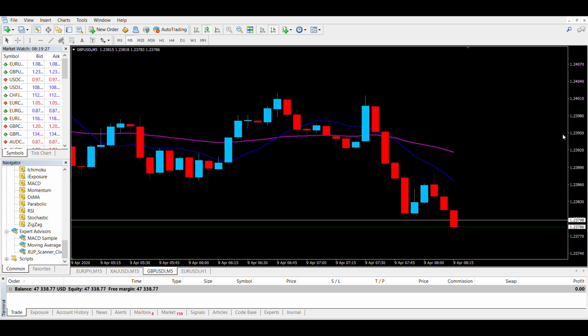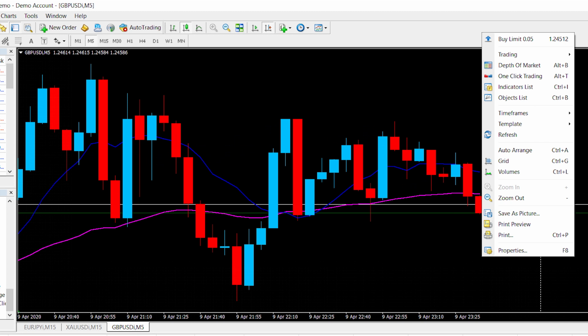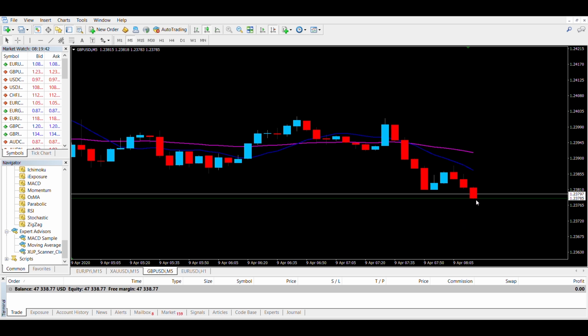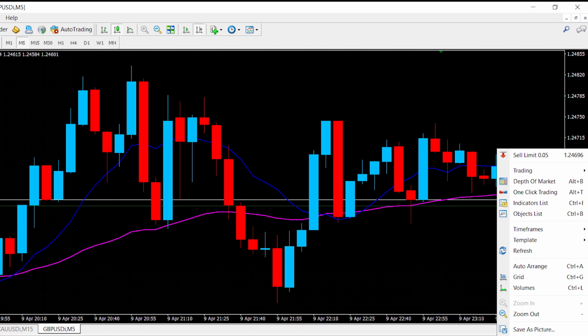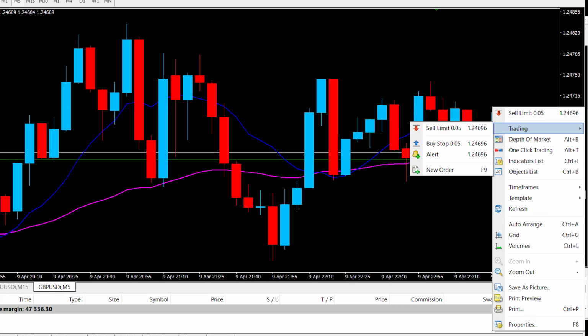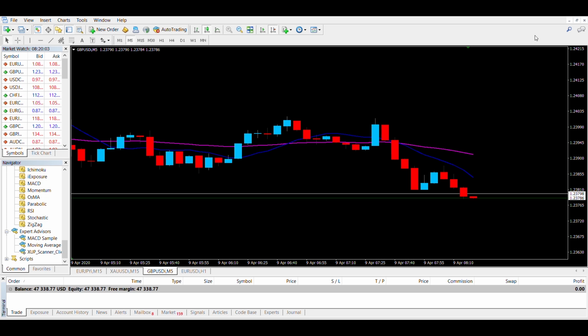Okay, so let's do a buy limit. You can hit new order right here, or you can right click and then hit buy limit. You see, that's the first thing that comes up because price is going down, and that's where you hit it. If you right click above price, sell limit comes up, but then your other options are here as well. Okay, so let's go ahead and put a buy limit right here.